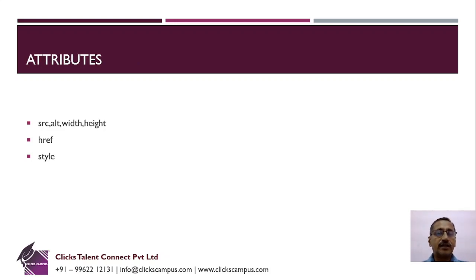Then attributes. I told you about attributes; we slightly discussed them already. SRC is an attribute, and so are width and height. For an image, I can have width and height as attributes. Then style. Style is an attribute which shows what kind of style a particular element can have, for example CSS style. That we will see with the demonstration.